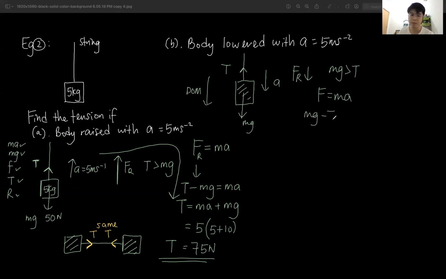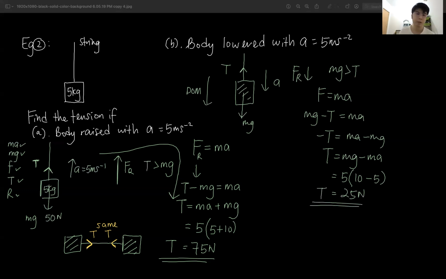mg minus T equals ma. So minus T equals ma minus mg, and T equals mg minus ma. We do 5 times, what is this, 10 minus 5. So this is 25 Newton.